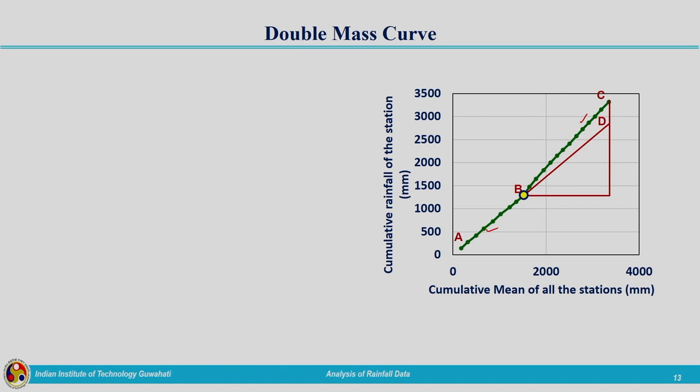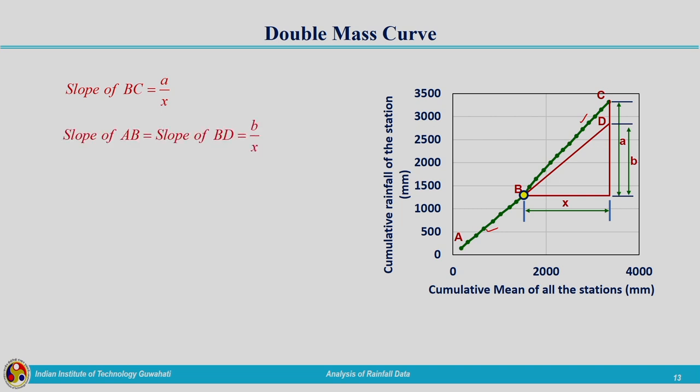So now we are going to find out the slope of these two lines AB and BC. For that we are taking the ordinates and abscissa. Slope of BC can be obtained by taking the ratio A divided by X. Now coming to slope of BD, we need to have the ordinate that can be represented by B. So slope of AB and slope of BD are same.